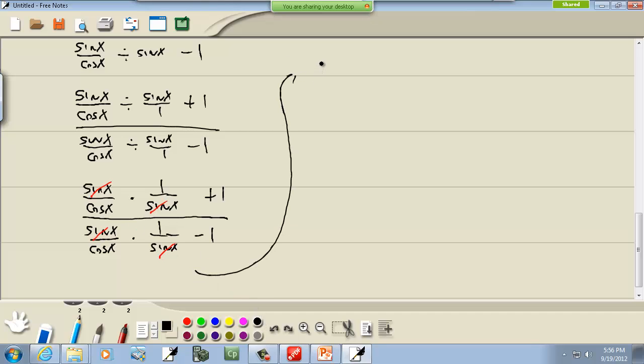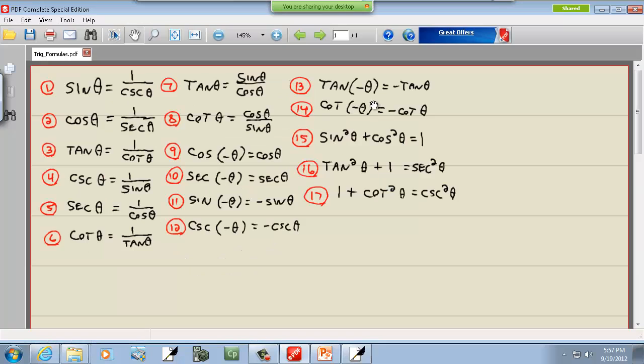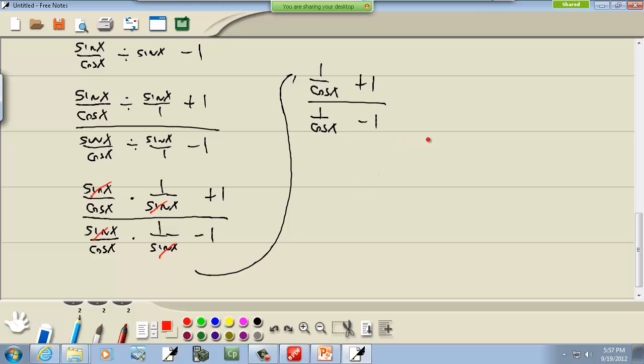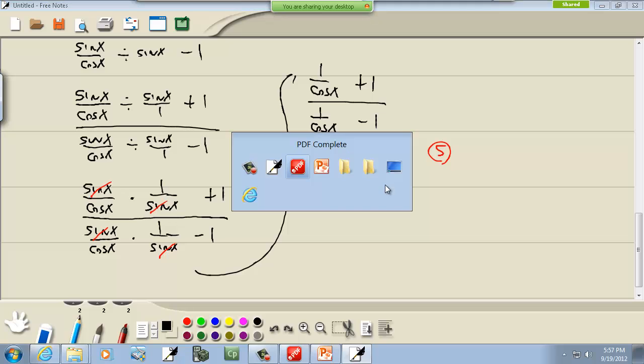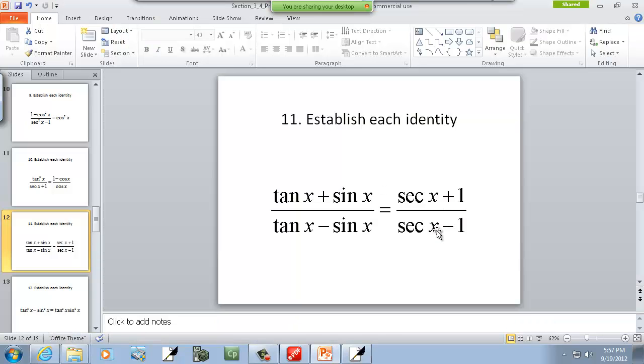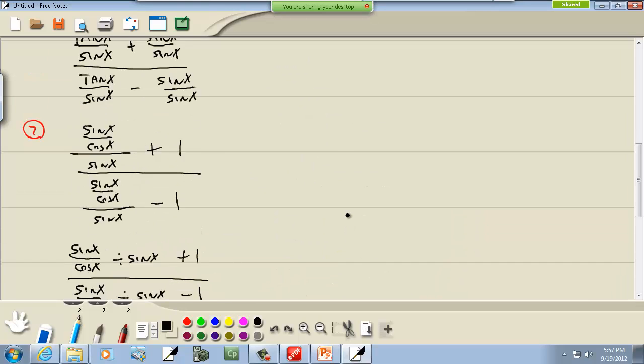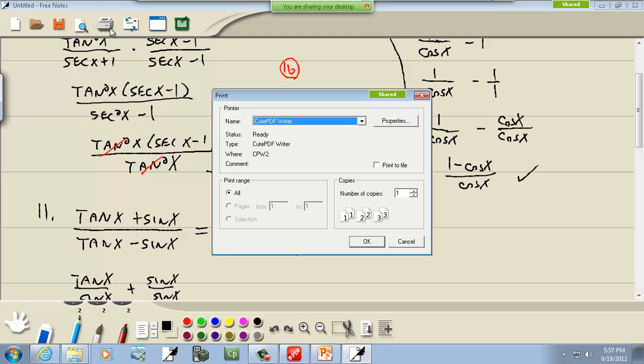And we're left with 1 over cosine plus 1 and 1 over cosine minus 1. Now 1 over cosine is secant from 5. So this becomes secant x plus 1 and secant x minus 1. Now let's see how close I am. We're done. So that would be our problem. So let me save that.